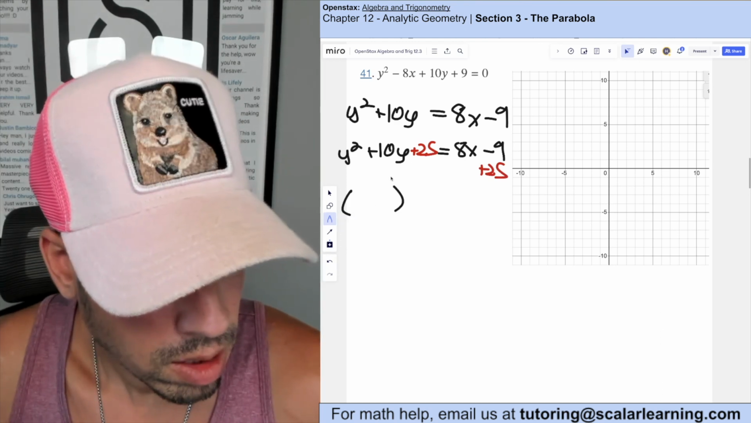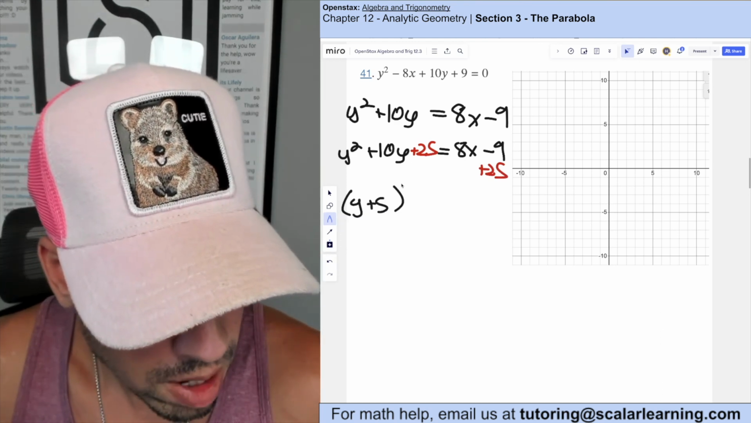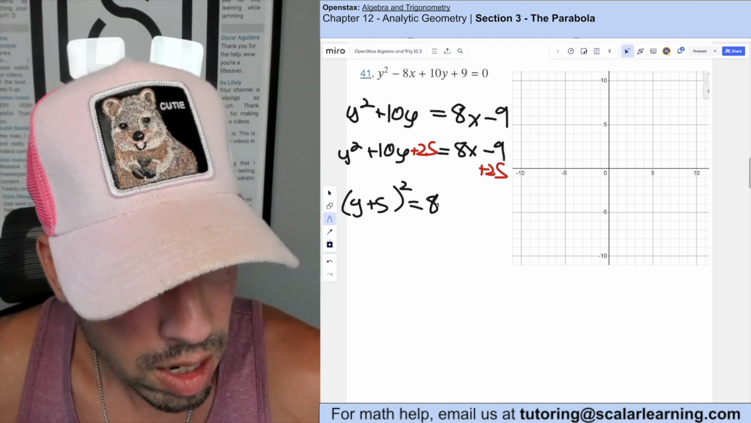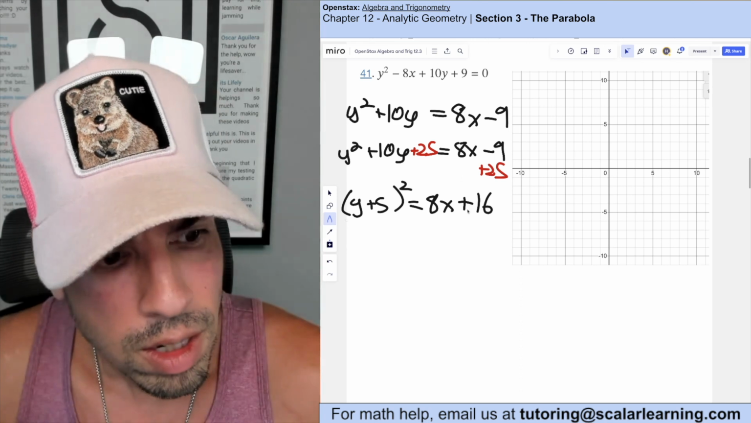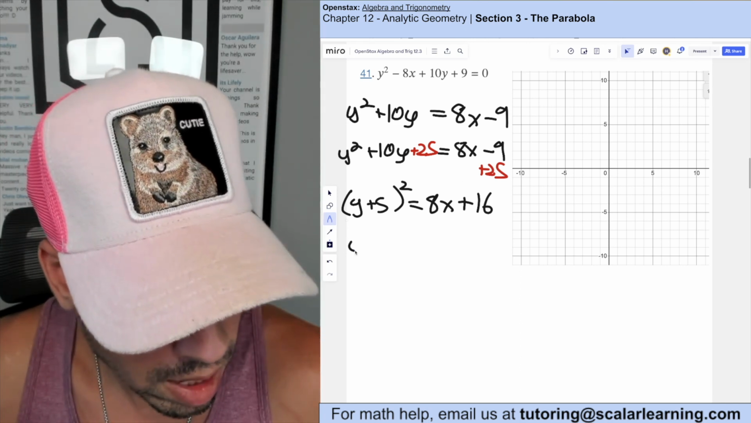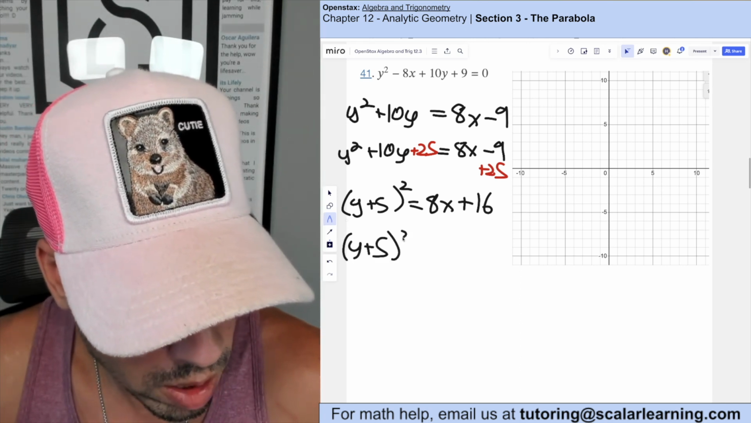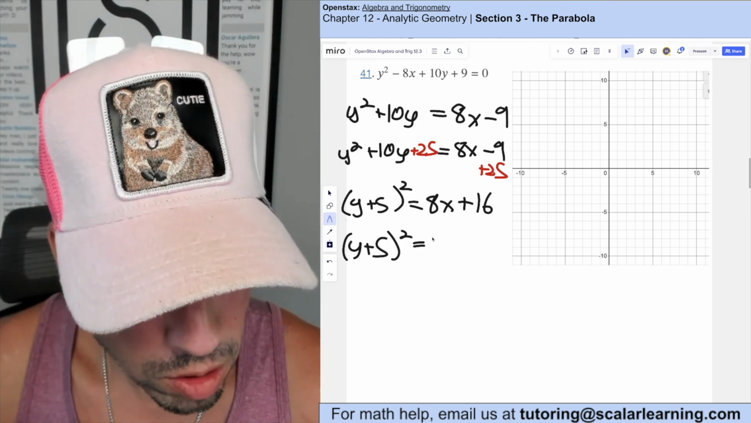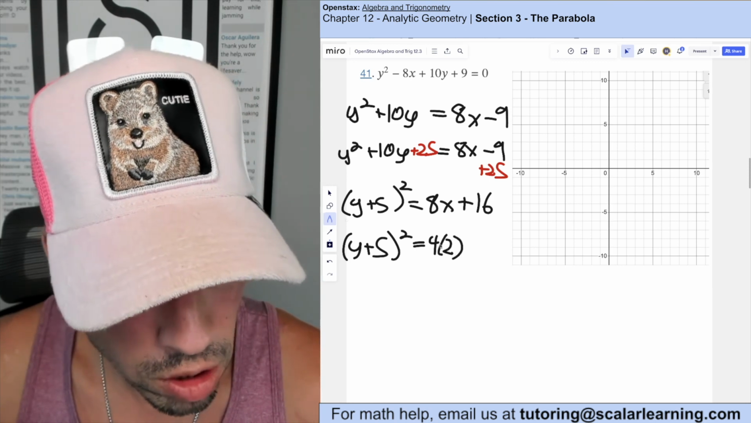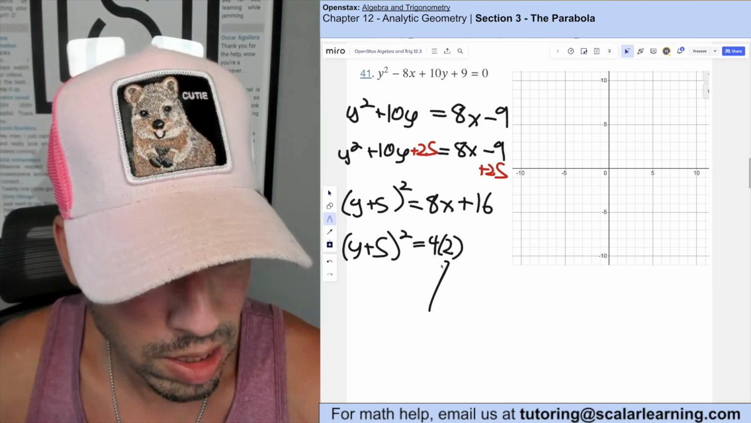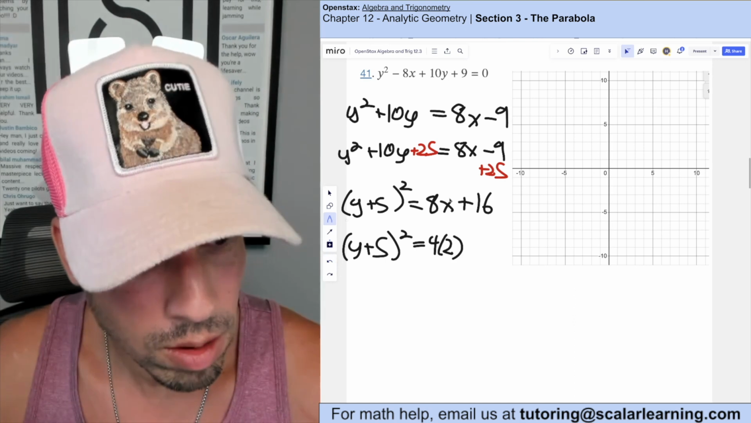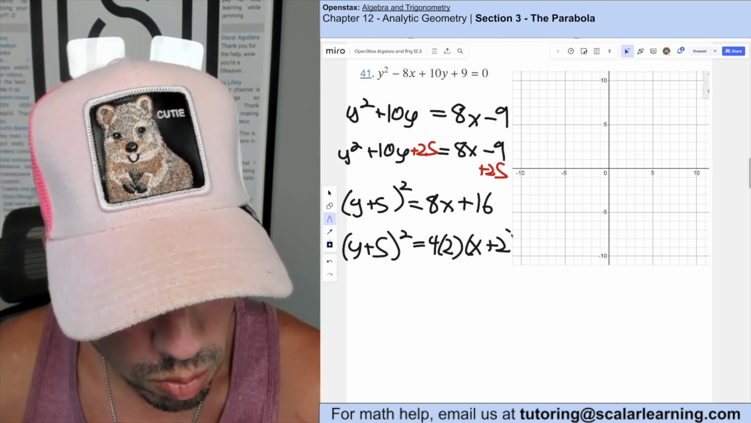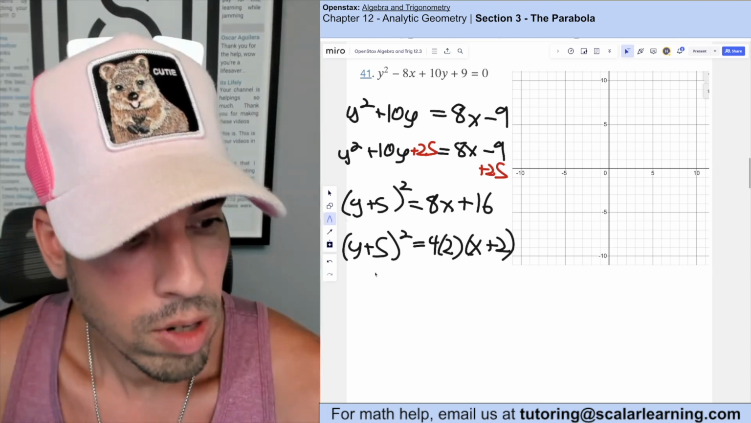And then on the left-hand side that factors to y plus 5 squared. On the right-hand side, 8x minus 9 plus 25. That's 8x plus 16. Last but not least, we're going to factor out that 8, okay, y plus 5 squared equals 8. And by the way, when I take out the 8, I'm going to break it up into a 4 and a 2 because we're always trying to extract a 4 in the standard equation so we can easily see our p-value. And then if I'm dividing the 8x plus 16 by 8, I get an x plus 2 left inside. Okay. So now we can get all the pieces.